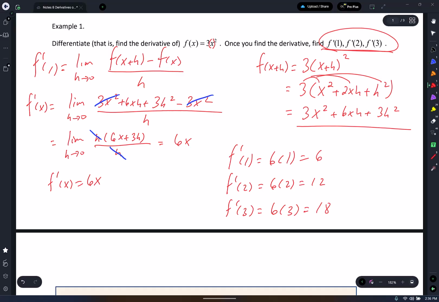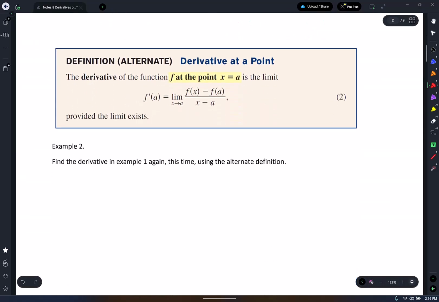Are we okay, guys? All right, here we go. Let's go to the next page.